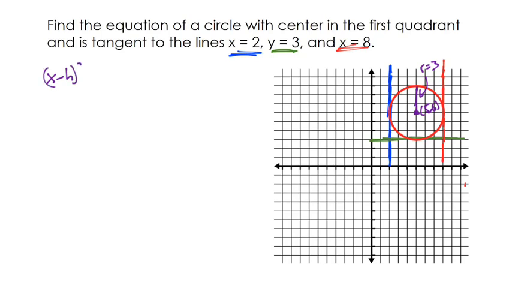We know that our equation of a circle is x minus h squared plus y minus k squared equals r squared. So that would be x minus 5, because h is the x coordinate of our center, plus y minus k, and k is the y coordinate of our center, and then r is 3. So I could leave that as 3 squared, or I could write that as 9.